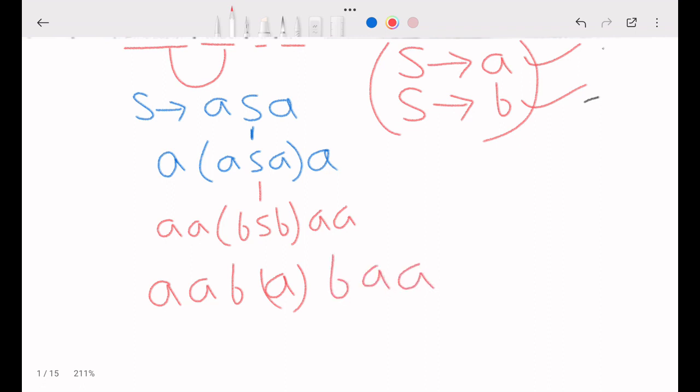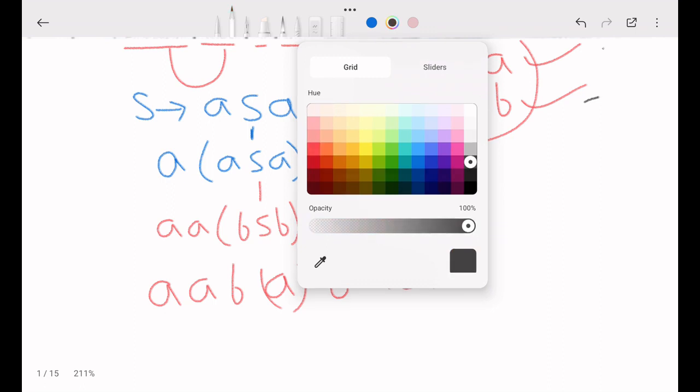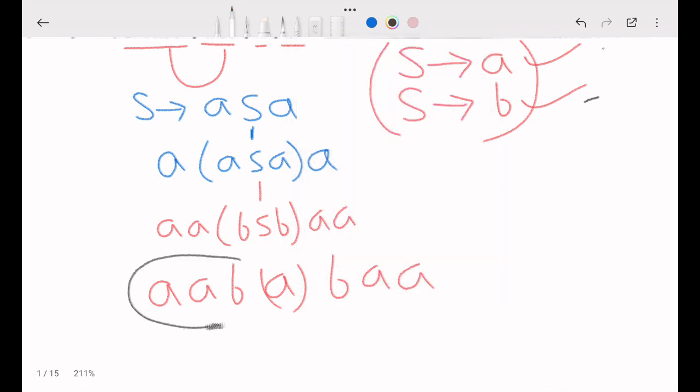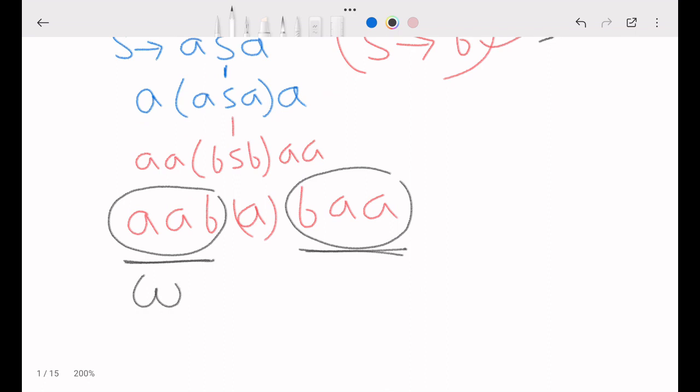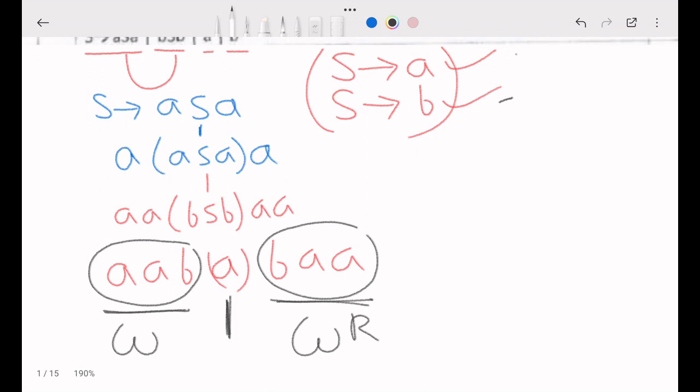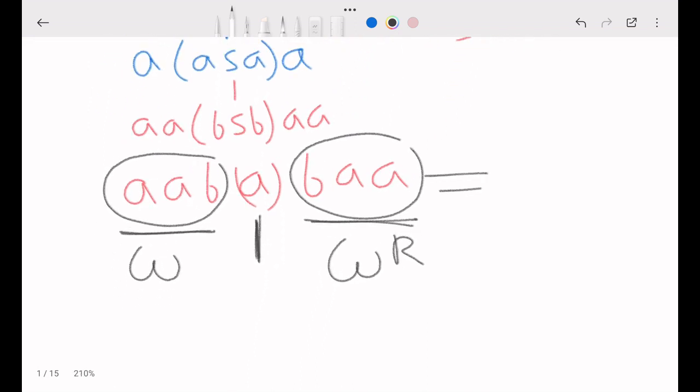Now if you see this one on this side and this one on this side, this is AAB and this is BAA. What is the meaning of this? This is my W and this is my W reverse, means this is the reverse of my W, and this is the middle one. Either here you can write A because this is S. In place of S I am writing A. I can write either A or B. Okay, done.